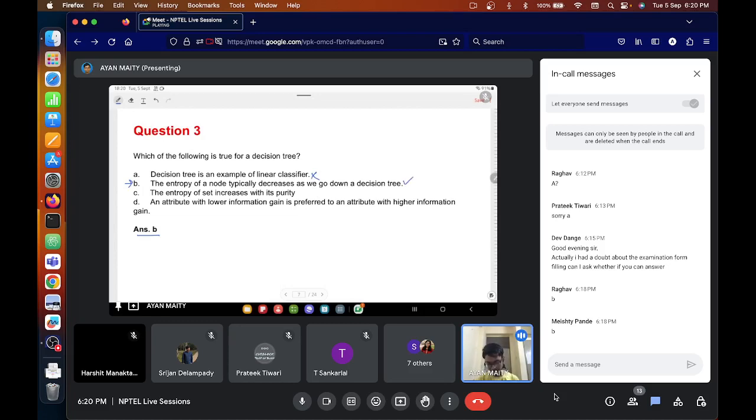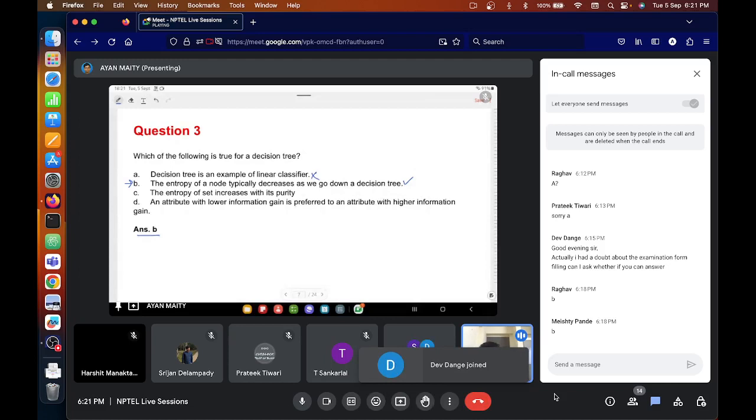As we have seen in the previous question also, the entropy of the complete data set or the entropy at the root is greater than the combined, or weighted, entropy of all the partitions. So this is correct.